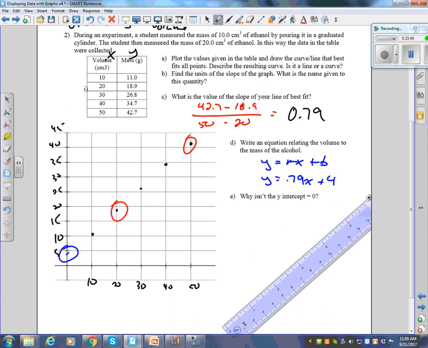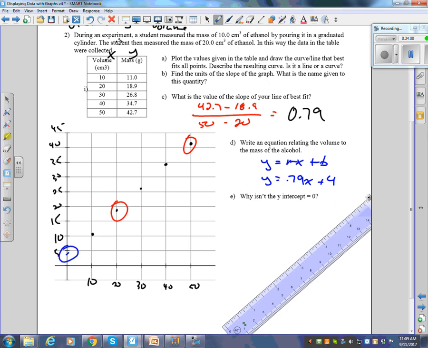Okay, now I know that I've hinted at the answer to E. Why isn't the y-intercept equal to 0? Let's just read the question. We never actually did that. During an experiment, a student measured the mass of 10 centimeters of ethanol by pouring it into a graduated cylinder. Do you know what a graduated cylinder is? Yes. It's already finished high school.